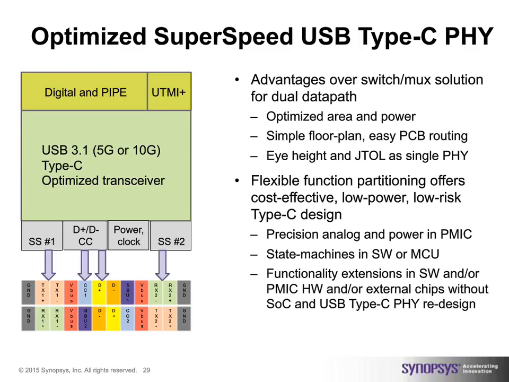So you can put your precision analog and power in the PMIC. State machines can be in hardware or software. You can have functionality extensions in software or PMIC hardware, or add external chips. You don't have to change your SoC and the Type-C PHY. So you'll have low risk, and you can reuse your SoC for multiple projects by just adding the required CC functionality and additional Type-C functionality externally to the PHY.